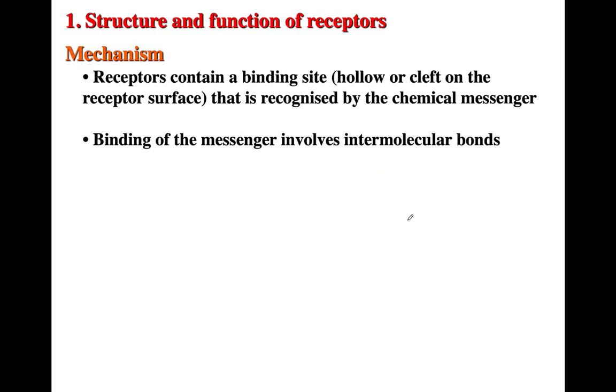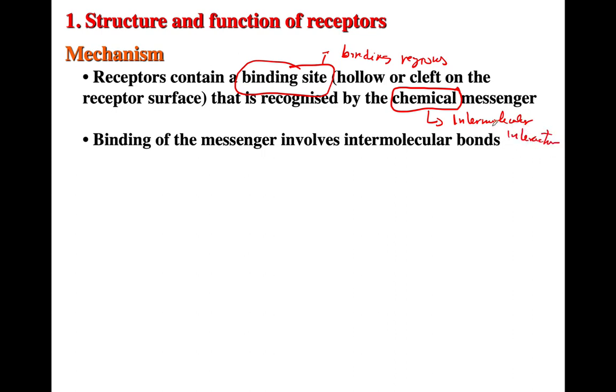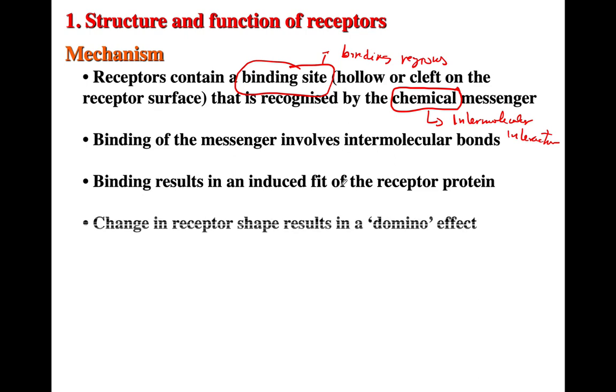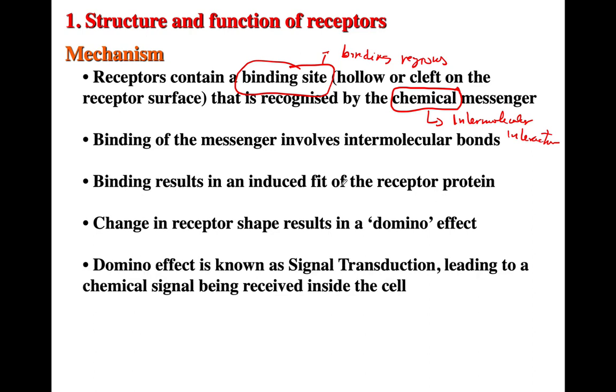So the way it works is receptors contain binding sites, as we have covered in earlier lectures. Those binding sites have binding regions, and they're going to interact with chemical messengers. So there are going to be some intermolecular interactions taking place. Okay. Now the binding of the messenger is going to cause an induced fit in the receptor protein. So once the messenger binds to the receptor, it's actually going to cause some conformational change inside of that receptor, then the change in the shape is going to lead to the receptor being able to bind to other molecules and to cause an effect inside of the cell.